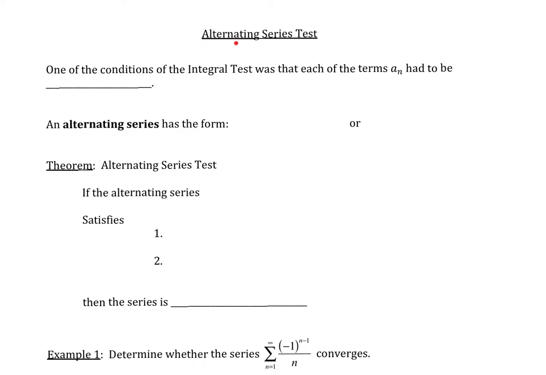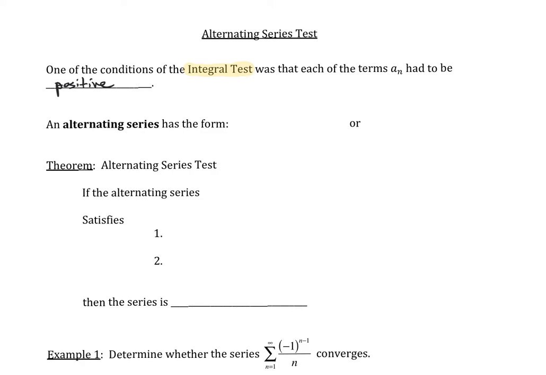Let's talk about the alternating series test. Now, I want to remind you that one of the conditions of the integral test was that each of the terms a_n had to be positive. Okay, so what I want to do is look at something called an alternating series.